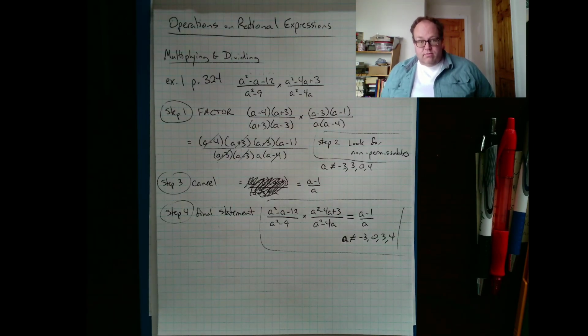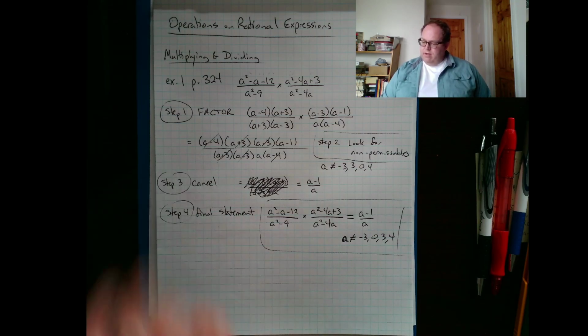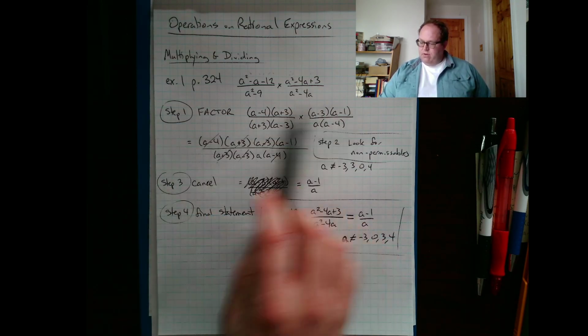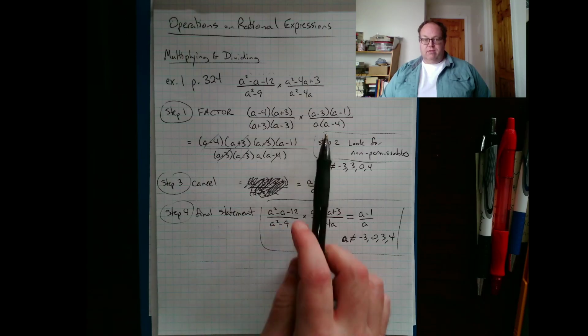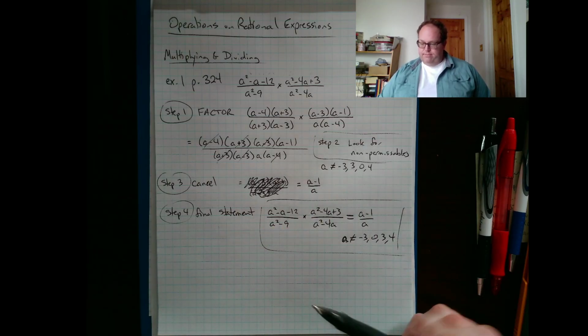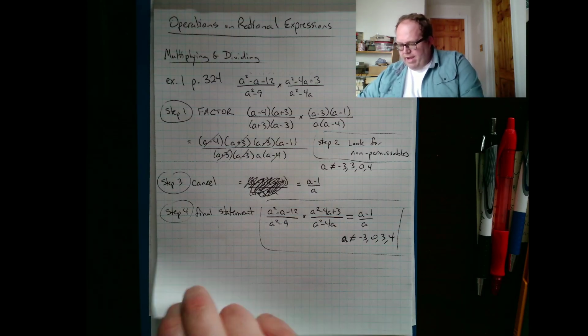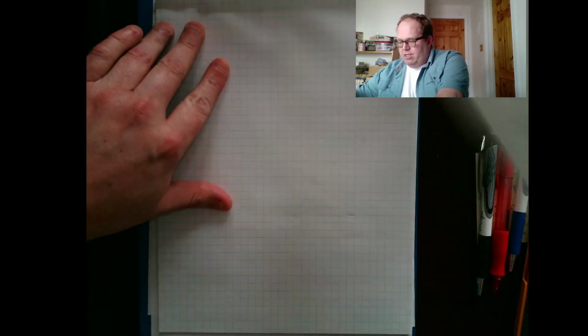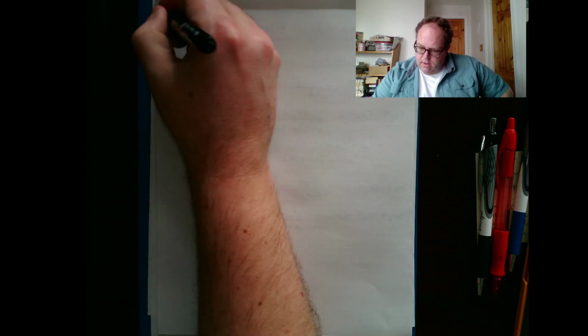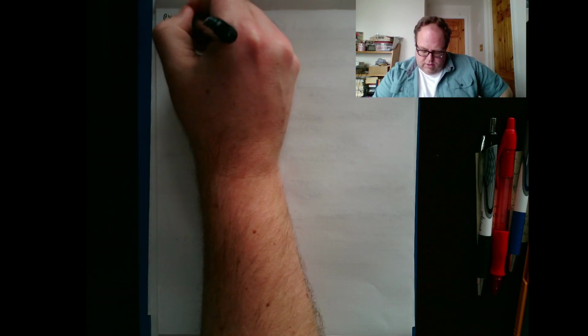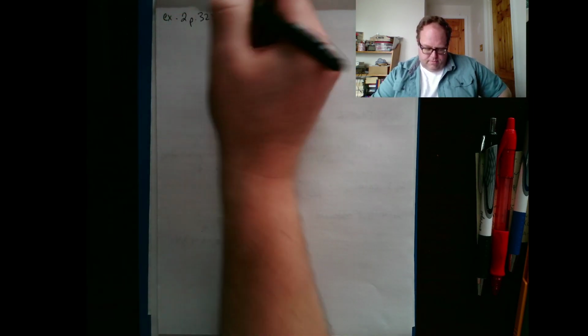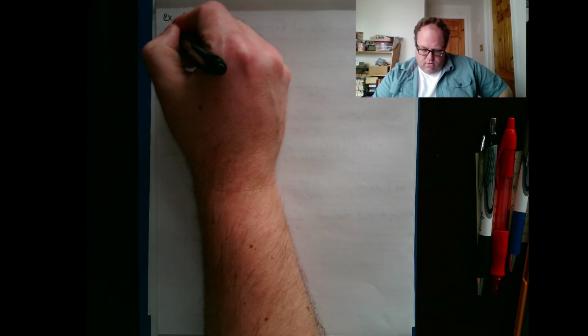And there it is. We've multiplied two rational expressions together. I want to stress again, factoring early on really makes life a little bit easier as you go through. Now, an example with dividing. Dividing just ends up with one extra step from multiplying, which I'll show as I go through the example. It's example 2 on page 325, where I'm doing the division.